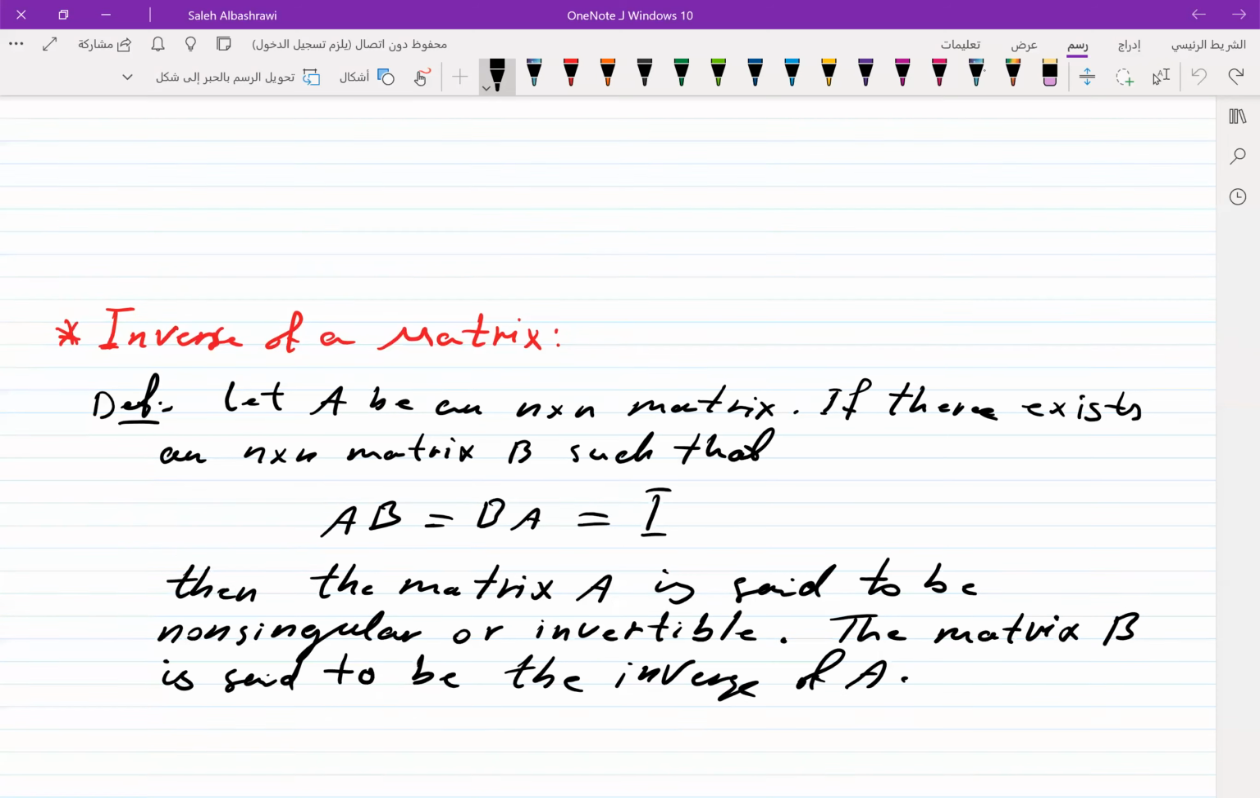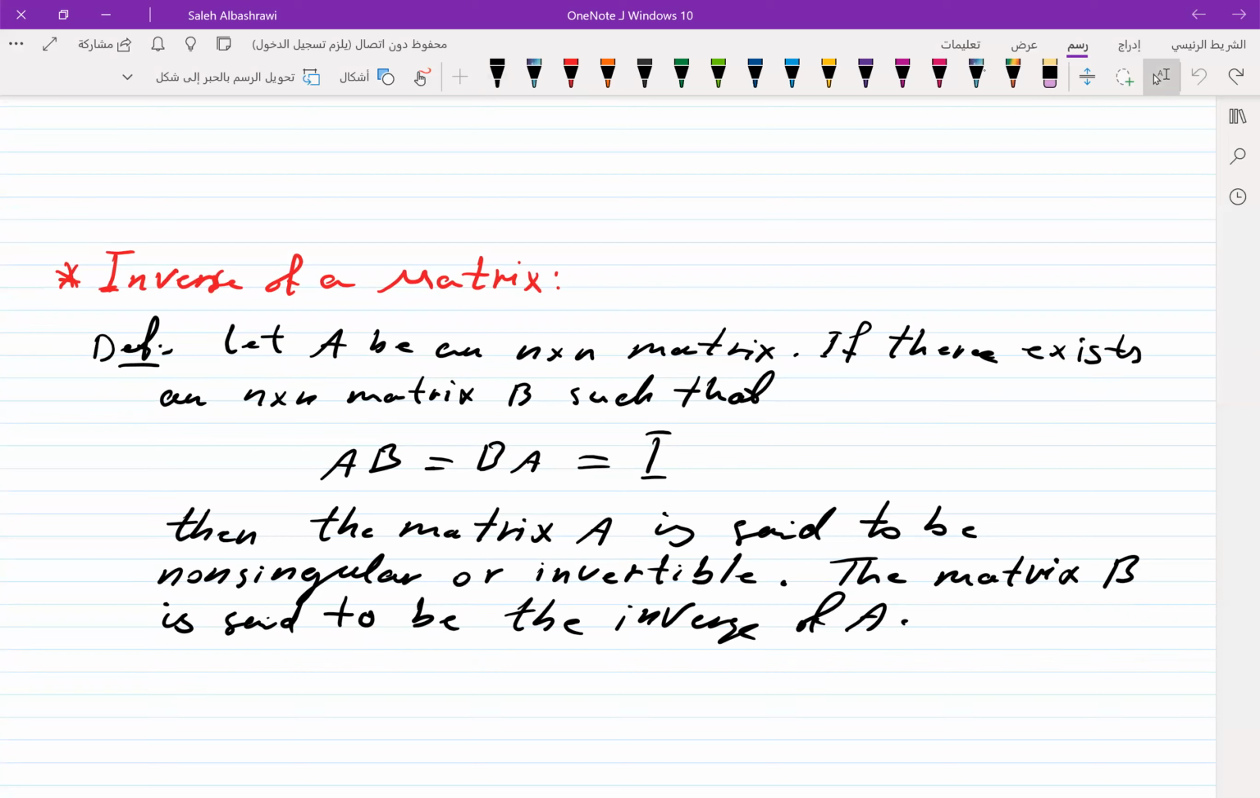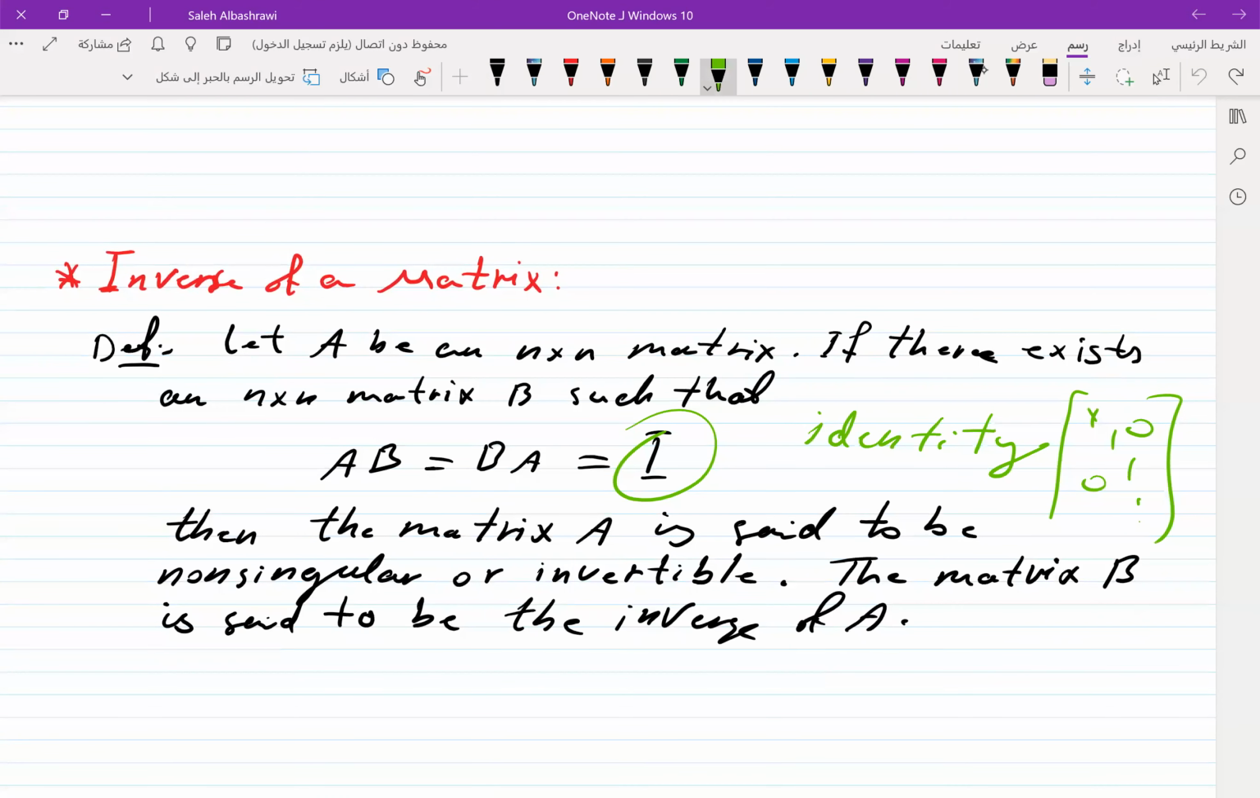This is the meaning of the inverse matrix: if we are given an n by n matrix, and we find another n by n matrix B such that A times B equals B times A equals the identity matrix, which is a diagonal matrix, 1 in the main diagonal and 0 everywhere, then the matrix A is said to be non-singular or invertible. Non-singular means it has an inverse. And the matrix B is the inverse of the matrix A.